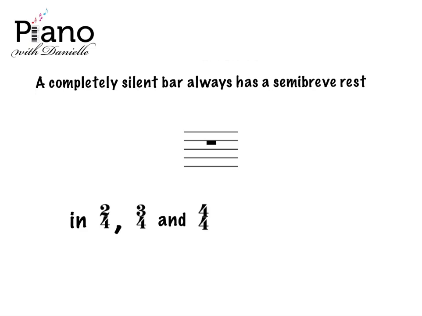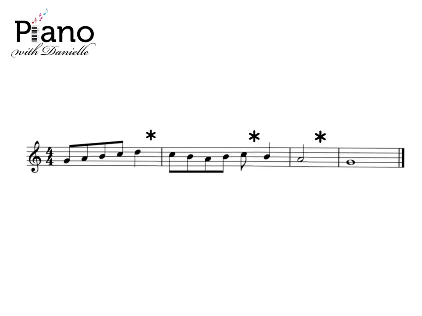Let's now look at some example questions. In this exercise, we need to add 1 rest at the places marked with an asterisk to make the bars complete. Let's have a look at bar 1. We have 1 count here, as 2 quavers make a whole count. We have another count here and another count here.